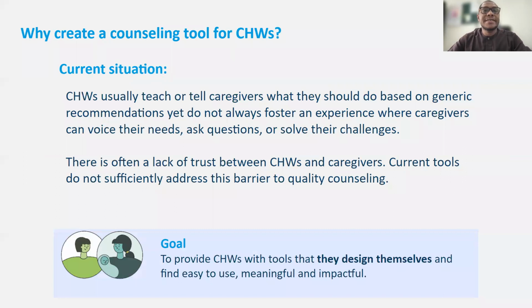So what's the current situation with the existing counseling tools? What we've observed in many countries is that the tools are rather didactic. They may be comprehensive in their content, but they're usually used in a one-directional way with CHWs more or less telling caregivers what they should do and giving them generic recommendations around complementary feeding. The caregivers rarely have the opportunity to have their voices heard adequately, have their needs addressed specifically, and to ask quick questions about things that they may need answers to that have not come up during the discussion with community healthcare workers. There's also often a lack of trust between community healthcare workers and caregivers, and the current tools that exist are not sufficiently designed to address these barriers to quality counseling.